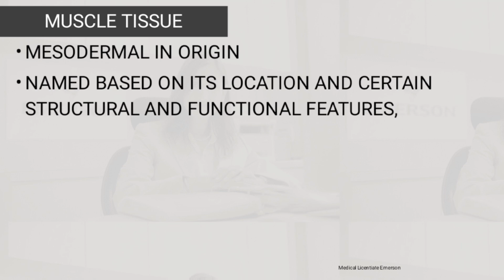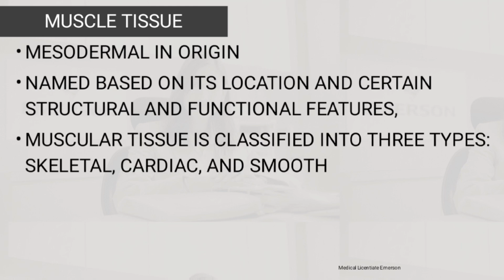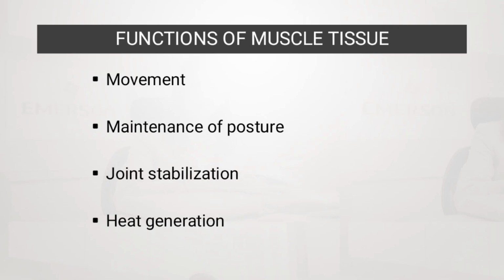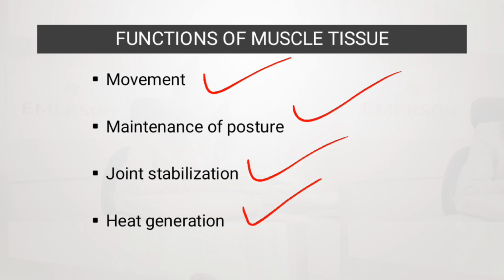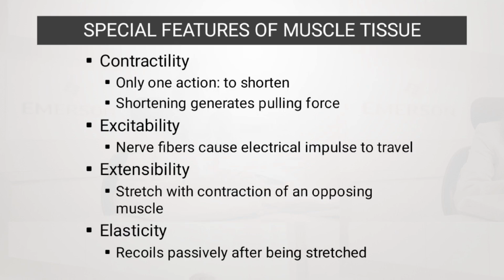So in terms of naming of muscles, we have location, certain structural and functional features, and also the muscular tissue is classified into three types: the skeletal, cardiac, and smooth muscles. The functions of muscle tissue, of course, are movement, maintenance of posture, joint stabilization, and heat generation as well.